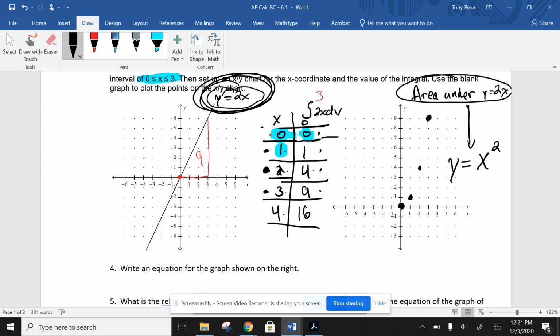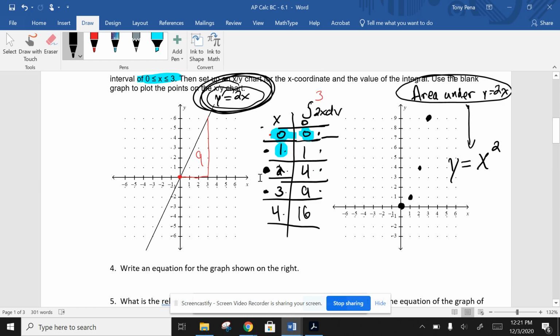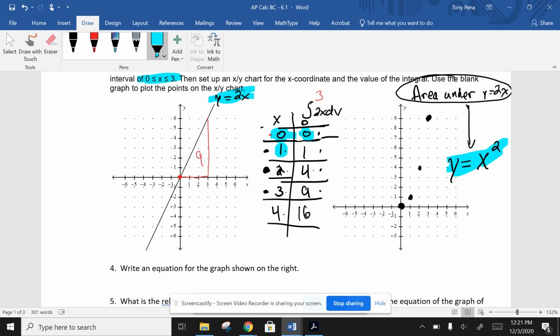All right. Number 5, then, what is the relationship between the equation for the graph on the right, the one that we just wrote here, and the equation of y equals 2x, the graph on the left over there? So if we looked at those two equations now, and I ask you, what's the relationship between these two? What do we think? What's going on between 2x and then x squared? Yeah, Cece?